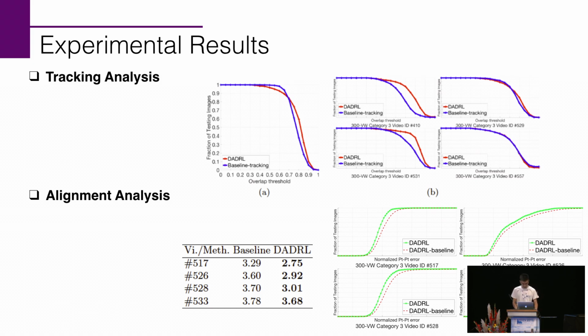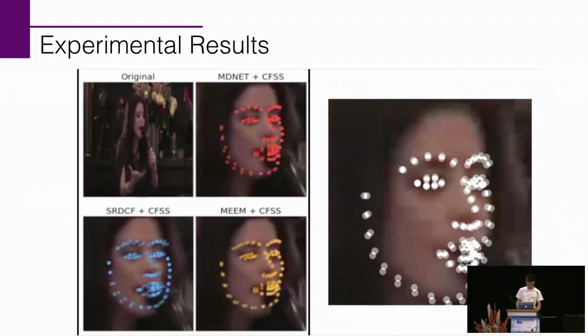We also performed two analyses, the tracking analysis and the alignment analysis, to illustrate how communicating messages in the dual-agent training manner works. The baselines are the agents without message communication. As the results show, the communication message plays an important role in improving the robustness of both bounding box tracking and face alignment, especially for heavy occlusion and large pose cases.